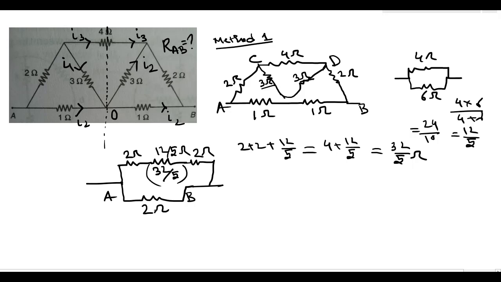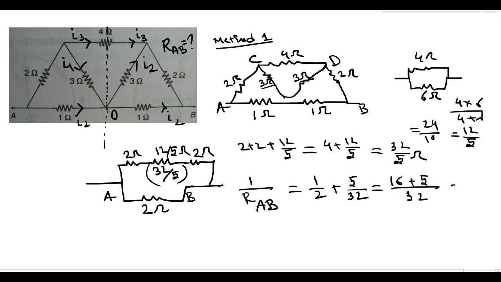Now this 32 by 5 and 2 ohm are in parallel. So the equivalent of these two, that is 1 by RAB, is equal to 1 by 2 plus 1 by 32 by 5, that is 5 by 32, plus 5, that is 21 by 32. So RAB is equal to 32 by 21 ohm. So the equivalent resistance between points A and B is 32 by 21 ohm.